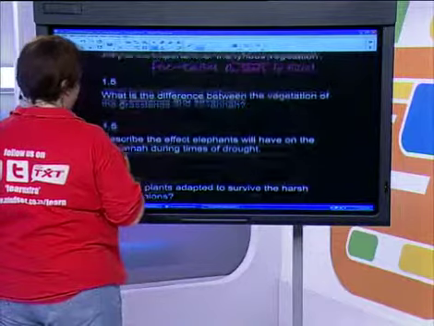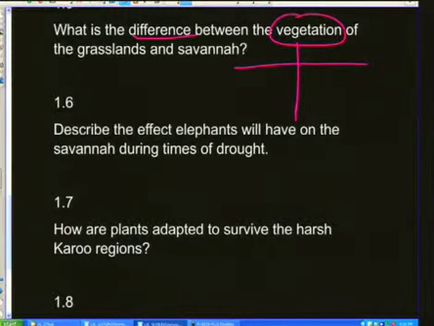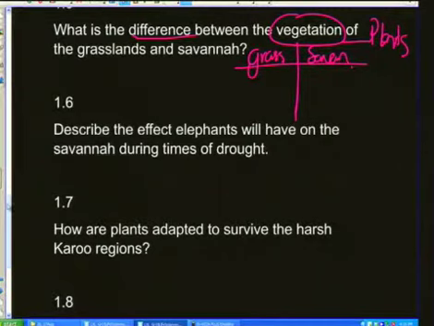Now you need to think back again. What is the difference between the vegetation? So we want the difference. As soon as you see difference, I automatically start to do a table because it keeps my thoughts a lot clearer. So what is the difference between the vegetation, the plants, of the grasslands and the savanna? Okay, go for the obvious first. What do we find in grasslands? Grass. All right. What do we find in savanna?